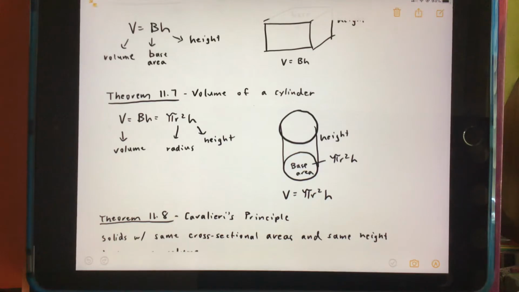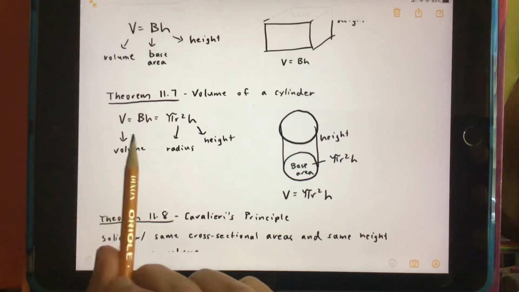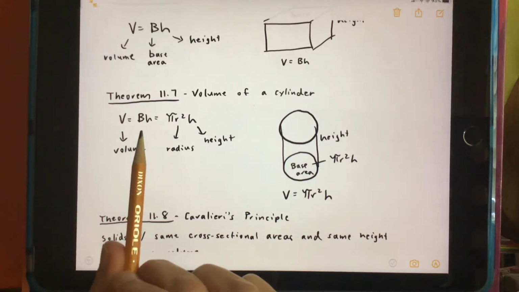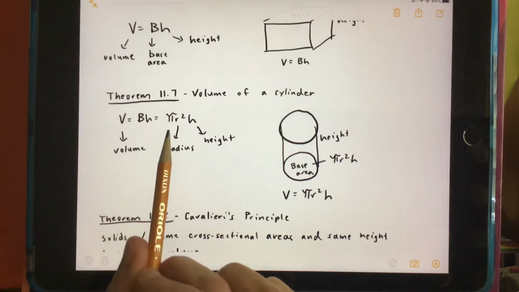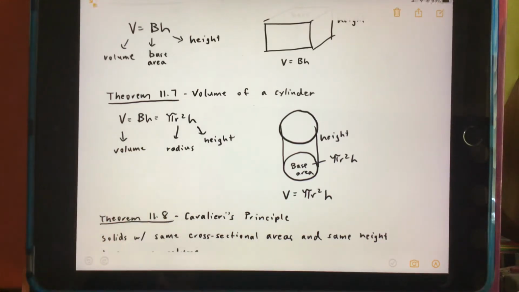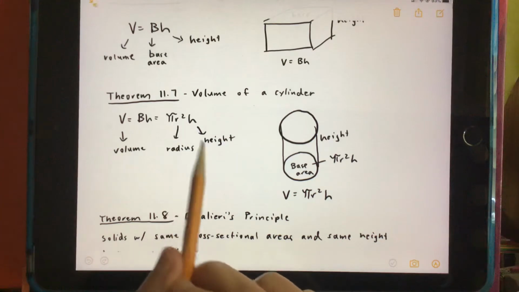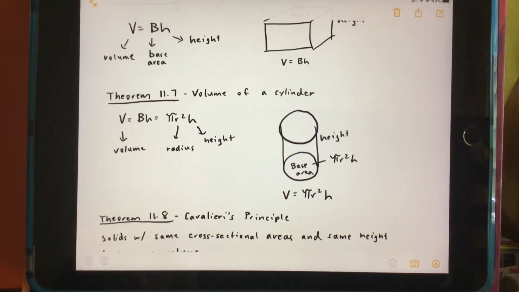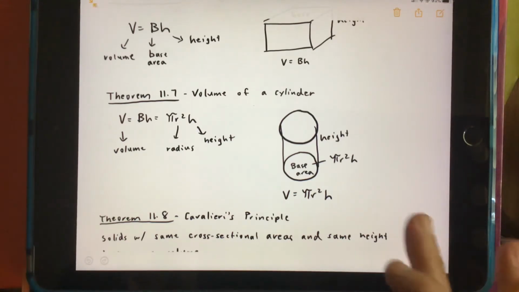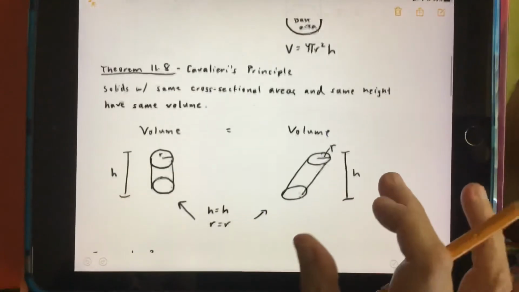This happens to be a prism that captures all of the space in between the circular bases. So our theorem actually gives us the same exact formula. The volume is base times height, so the area of the base on the top or the bottom times the height. This time, though, the base is going to be the area of a circle. So we're going to replace the base with pi r squared, where r is the radius and h is the height of the cylinder. So to find the volume of this cylinder, we would multiply pi times r squared times h, height.